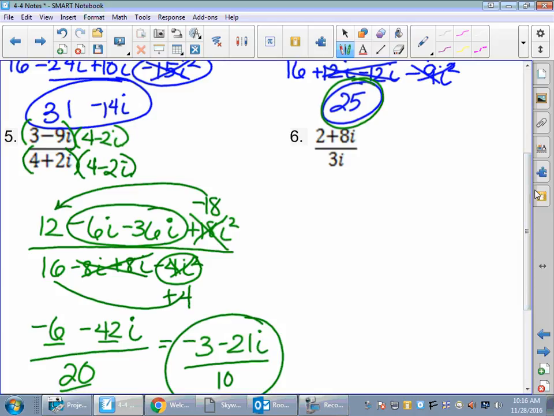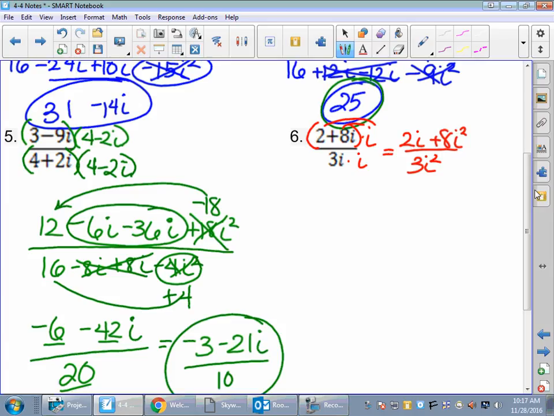In number 6, there is no conjugate because there's no middle sign. So in number 6, I just need to make that an even power of i. So if I have one i, if I multiply by i, that'll give me an i squared, which will turn into a negative 1. So if I multiply the bottom by i, I also have to multiply the whole top by i. So the bottom's pretty easy, 3i squared. I'll clean that up in a second. And on top, when I distribute the i through, I get 2i plus 8i squared.